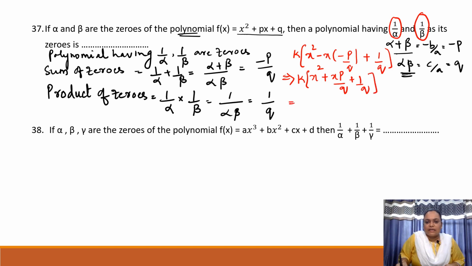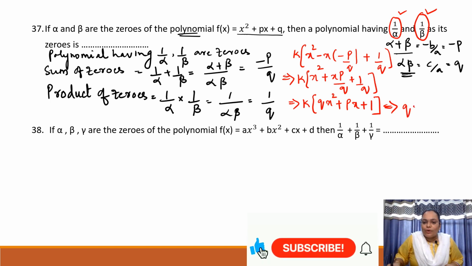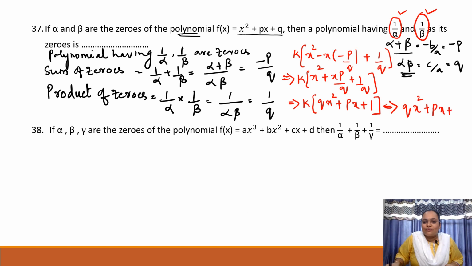Now if I take an LCM, that will be qx square plus px plus 1. Right? So this is the quadratic polynomial having 1 by alpha and 1 by beta as the zeros, that is qx square plus px plus 1. I'll take 1 by q common here so that you will easily understand.